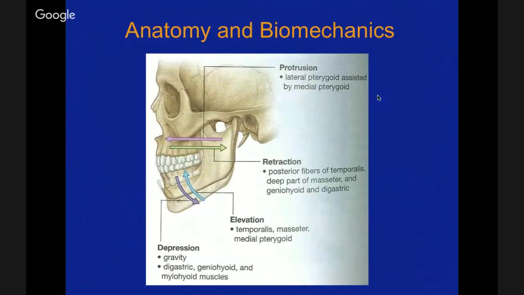A summary of the anatomy and biomechanics. Protrusion of the mandible is achieved by the lateral and medial pterygoids, retraction by the temporalis and masseter, elevation by the temporalis, masseter, and medial pterygoid, and then depression mainly with gravity, as well as assistance from the digastric, geniohyoid, and mylohyoid.